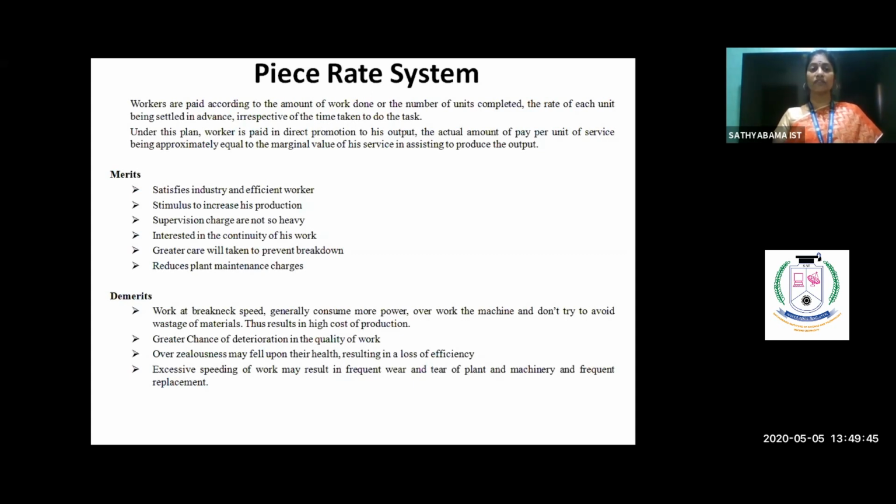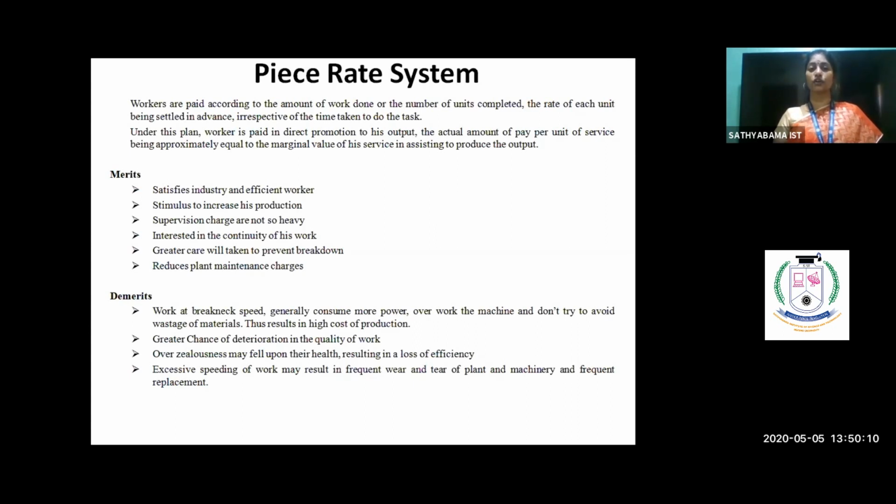The merit of the piece rate system is that it satisfies the industry and improves the efficiency of the worker. In the earlier time rate system, efficiency is not considered, whereas here the efficiency of the worker is considered, and the employee who is more efficient will be given more money. So, more recognition, then a stimulus to increase production.